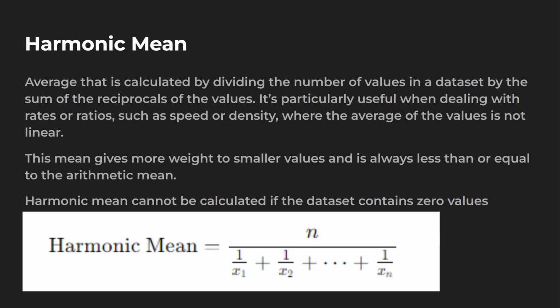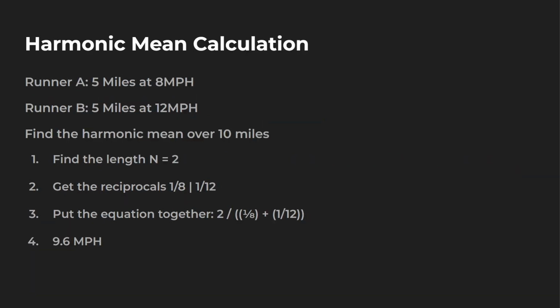Other thing to note is our harmonic mean cannot be calculated with a data set that contains zero values. For in this example over here, right? You can't divide 1 by 0. Just not possible. So let's take a look at how you can calculate this.